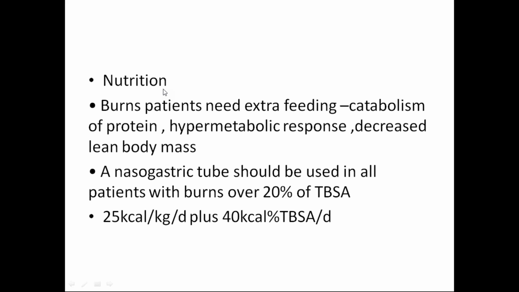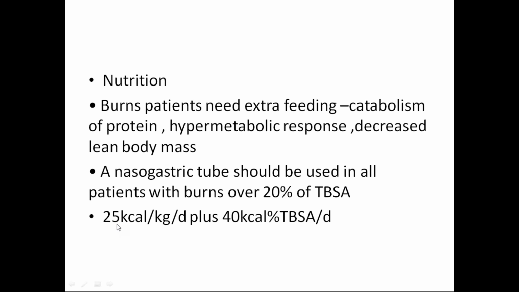Nutrition. We already discussed that the burn patient will have hypermetabolism. In burn patients, the requirement will be increased because of the hypermetabolic response, catabolism of protein, and decreased lean body mass. Because of this, we should give the patients extra feeds. Mostly there will be Curling's ulcers, so we should give PPIs, proton pump inhibitors, for the ulcers, and a nasogastric tube should be placed if the total burn surface area is more than 20%.